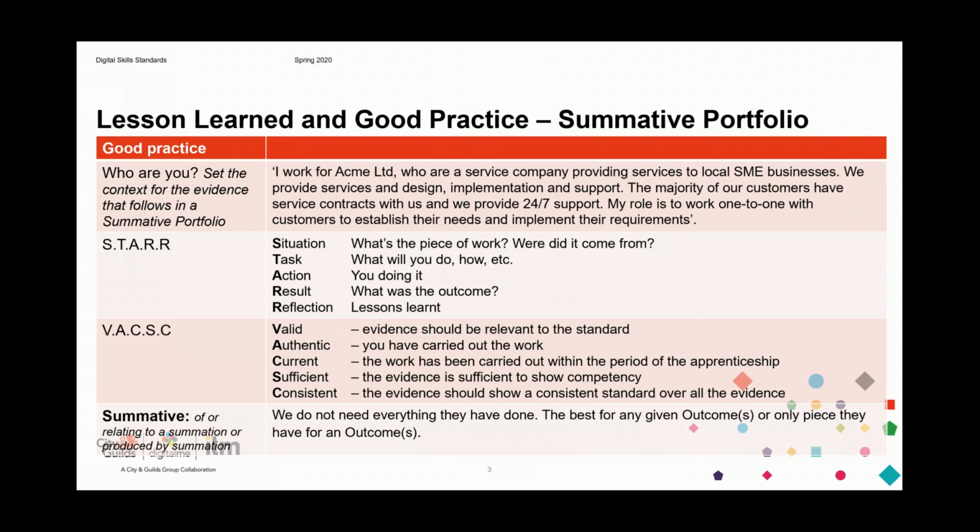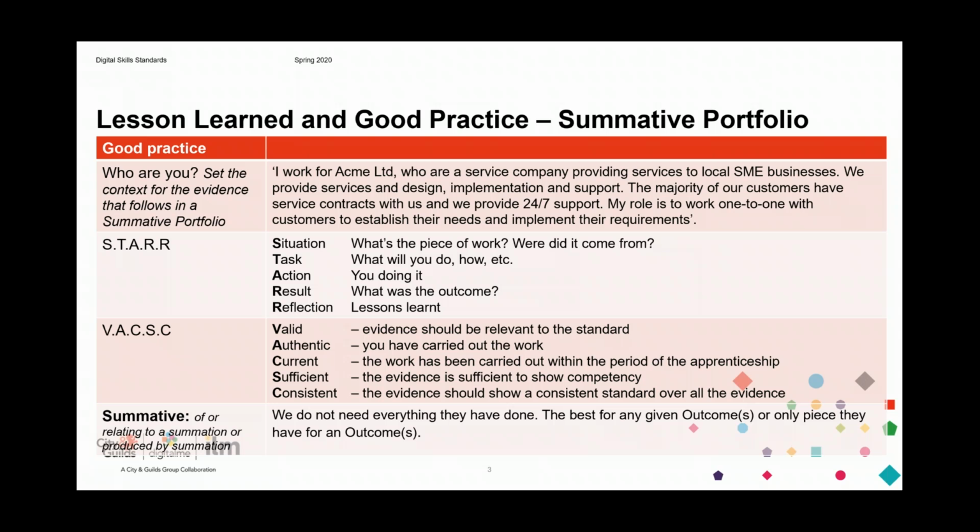We do know that some pieces of evidence will cover more than one outcome. So please don't try and look at it in terms of single outcomes. Get the evidence and then match what you're given back to the multiple outcomes.